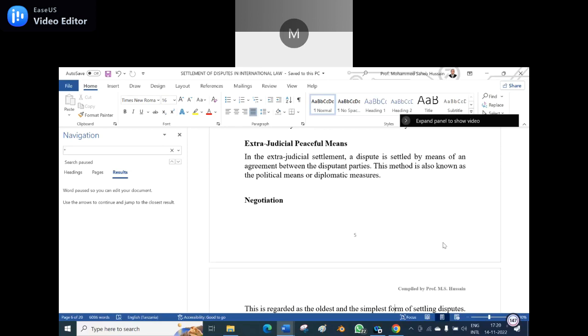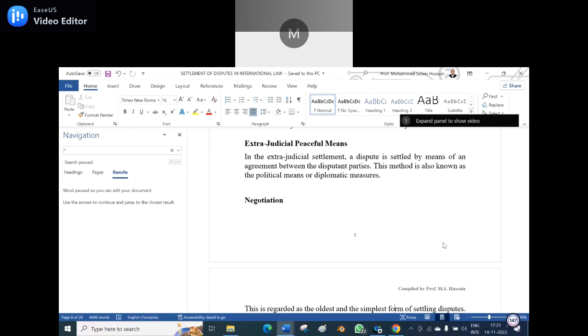So, extrajudicial peaceful means. Earlier we saw the peaceful means, now we will see extrajudicial peaceful means. What are they? In the extrajudicial settlement, a dispute is settled by means of an agreement between the disputing parties, whether states or individuals subject to different states. So the disputing parties' agreement would be there. This method is also known as political means or diplomatic measures.